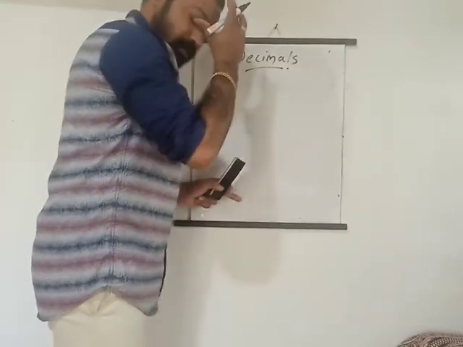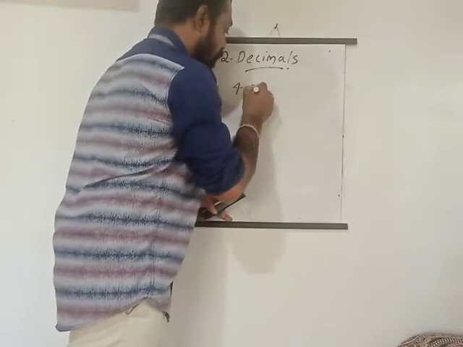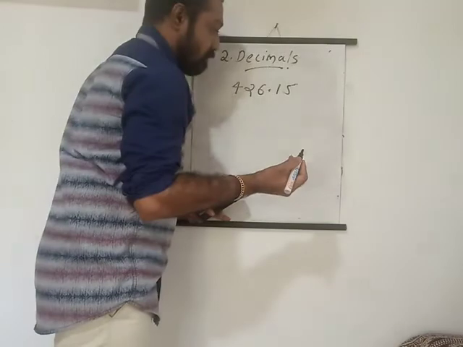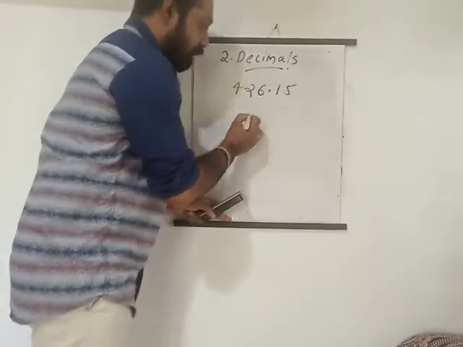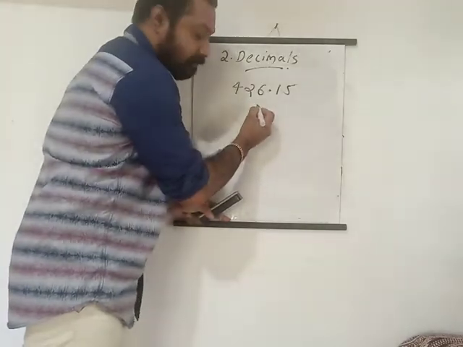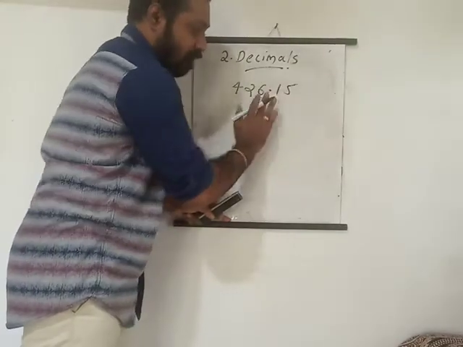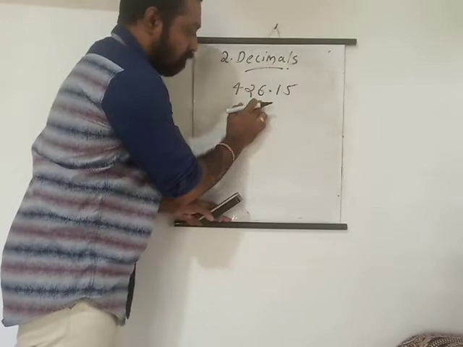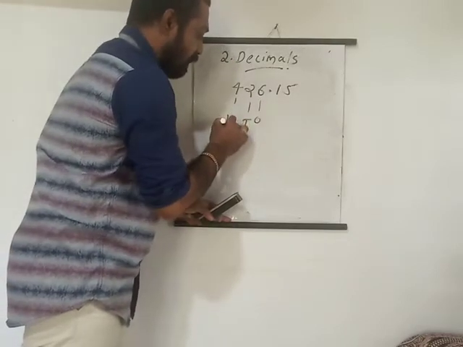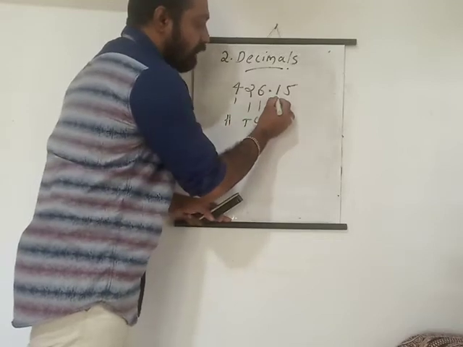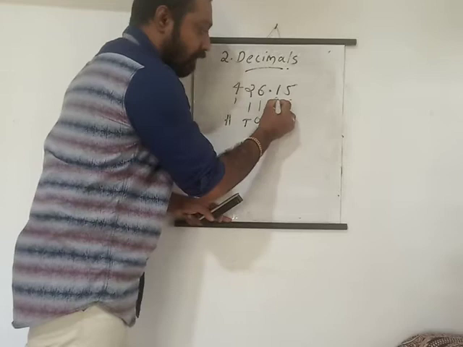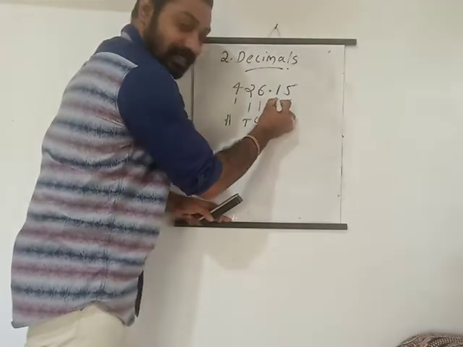And this number, 426.15. What are the place values of these numbers? We already learned this. The digits after the point, just leave them for now. What about 426? This 6 is on the ones place, this 2 is on the tens place, and this 4 is on the 100s place. And how are we getting 0.15? By dividing the number by 10.